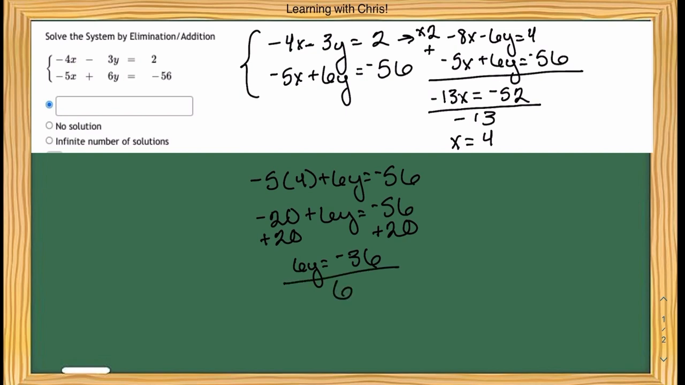And once you divide both sides of that equation by 6, we get y equals negative 6, meaning that our final answer is going to be (4, negative 6).